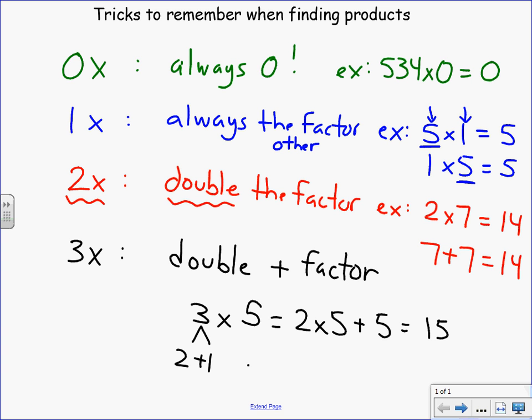I'm going to show you another one. If you want to do 3 times 11, for example, you can do 2 times 11 plus 11. So 2 times 11 is 22, plus 11, that's 33.